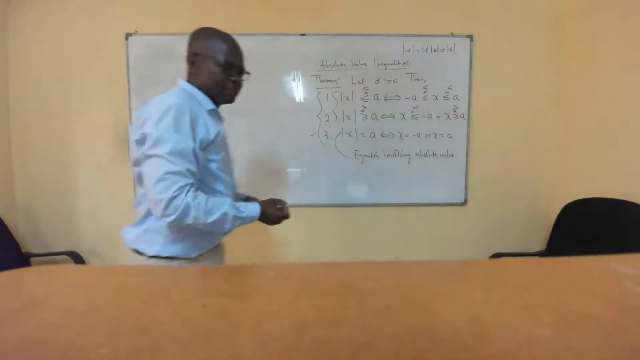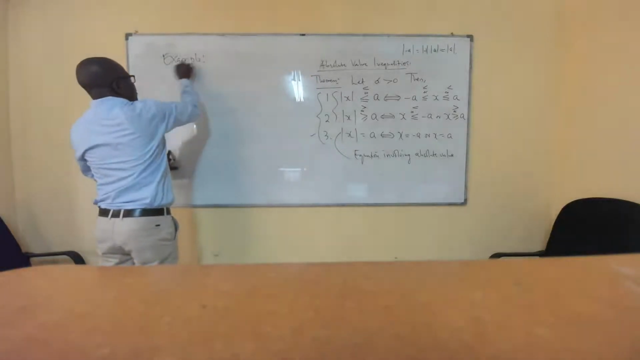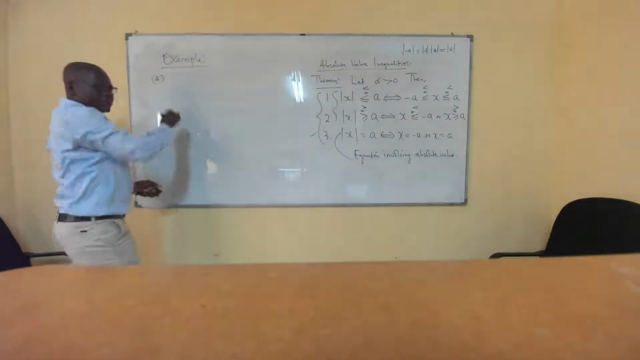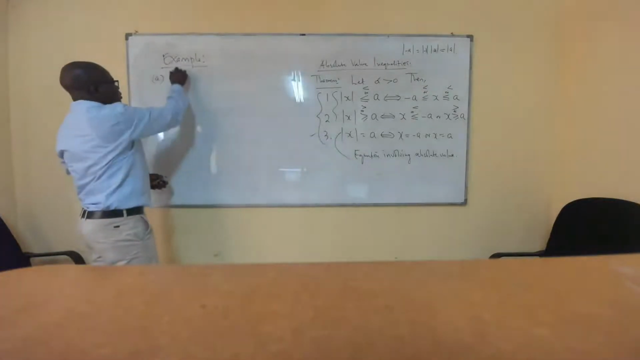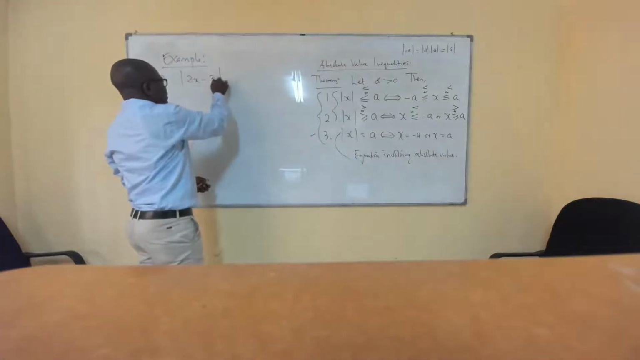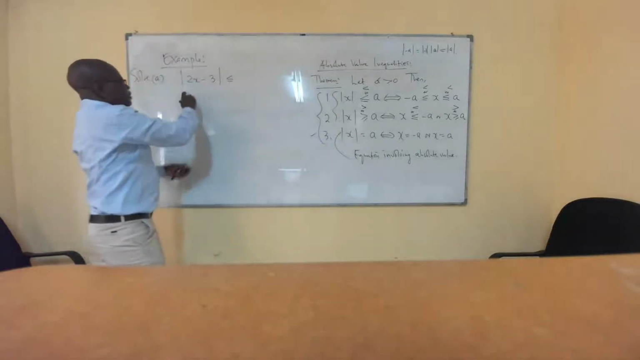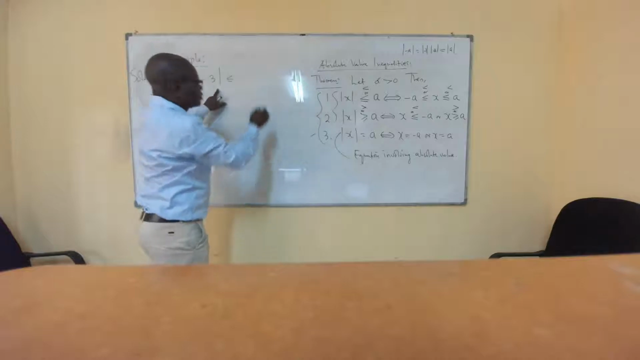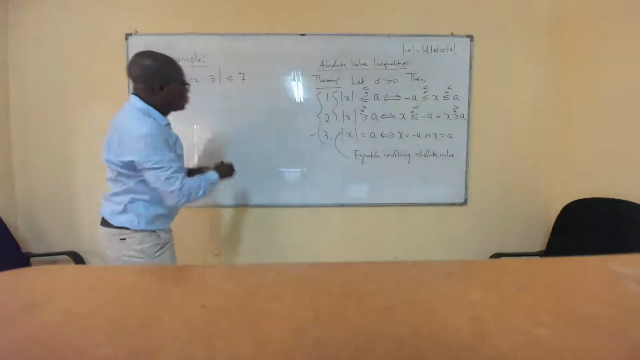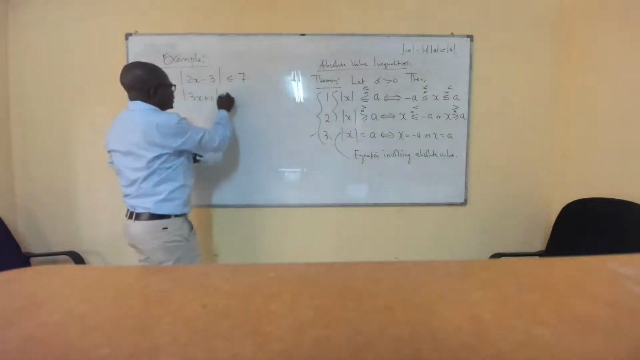So we can look at examples. Example. A, we have, in your notes, the absolute value of 2x minus 3 is less than or equal to 7. We need to solve this. And B, we have the absolute value of 3x plus 1 is greater than 8.